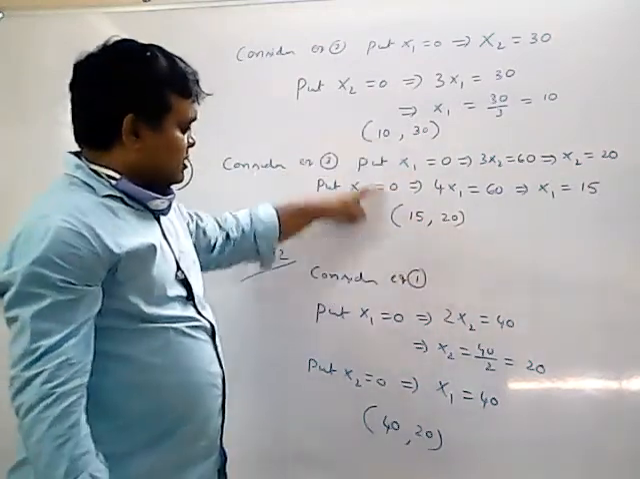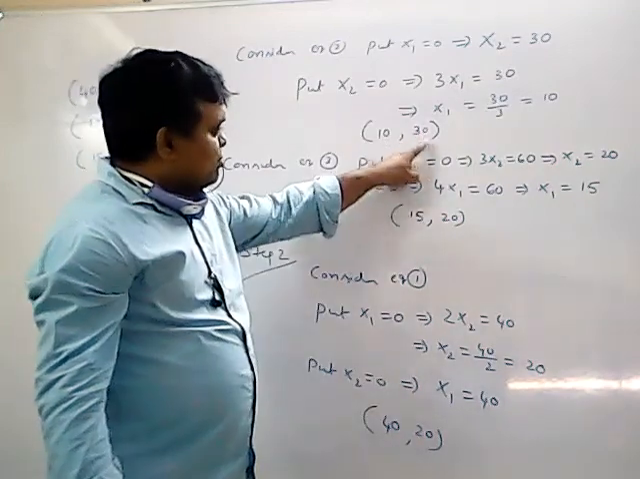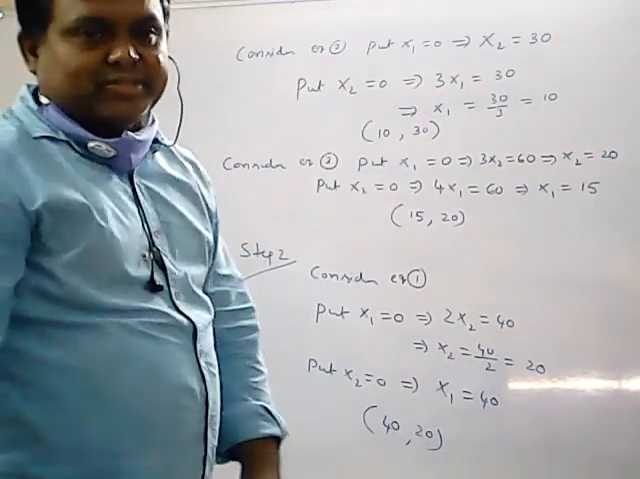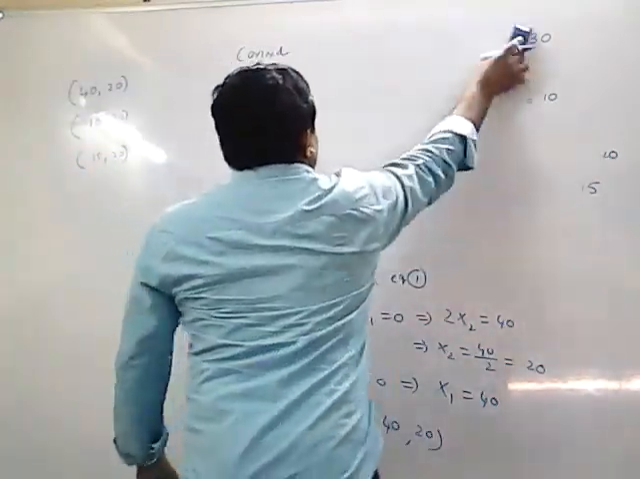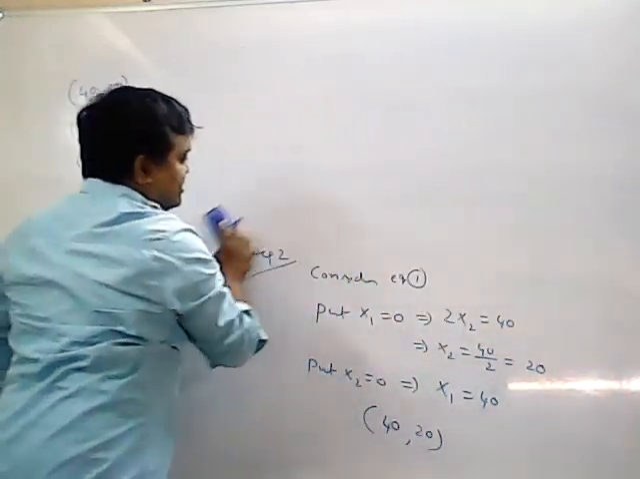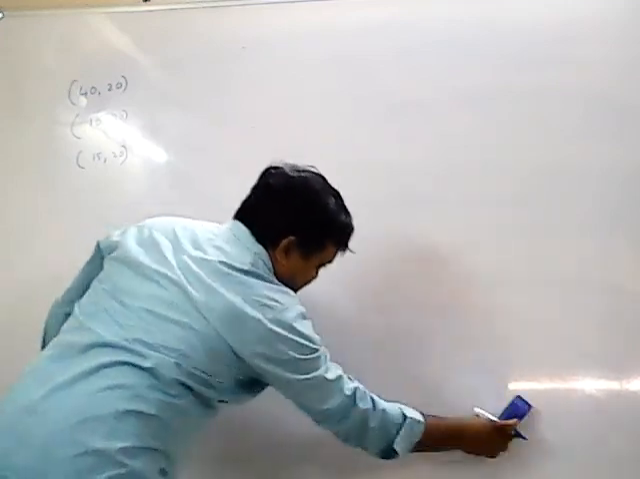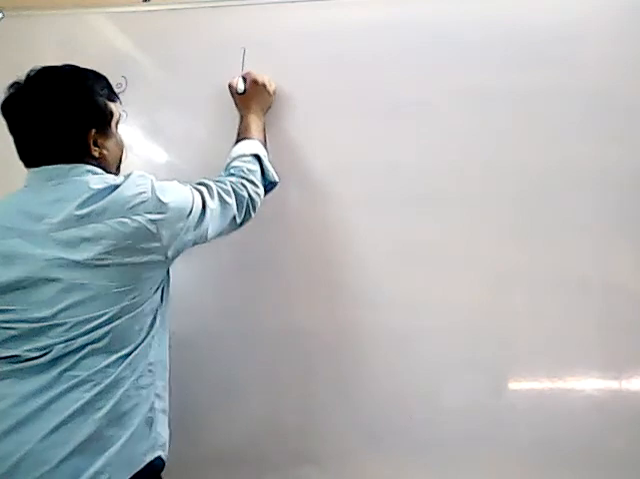If you go to this one, x1, what is the highest value? 40. x1 highest value is 40. x2, what is the highest value? 30. So for the scale, you can consider x1 40, x2 40. Okay, so now I will draw the graph. The same procedure you have done, only step number 3 is to identify the correct region.